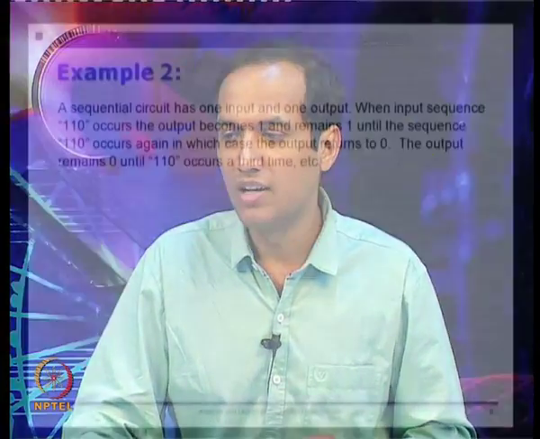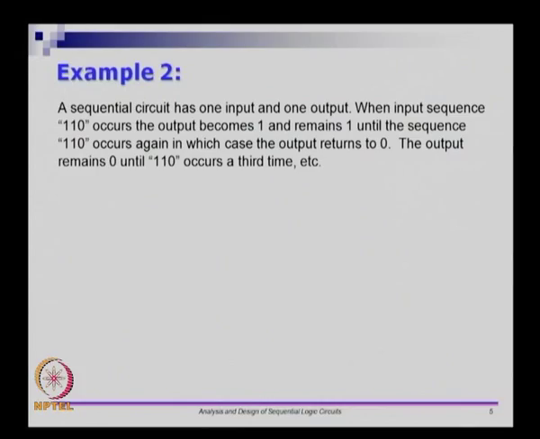Let us look at another problem description. A sequential circuit has one input and one output. When the input sequence 1 1 0 occurs, the output should become 1 and it should remain 1 until the sequence 1 1 0 occurs again. This is a slightly more complicated problem. The previous problem you could have solved with a shift register, this one you cannot.